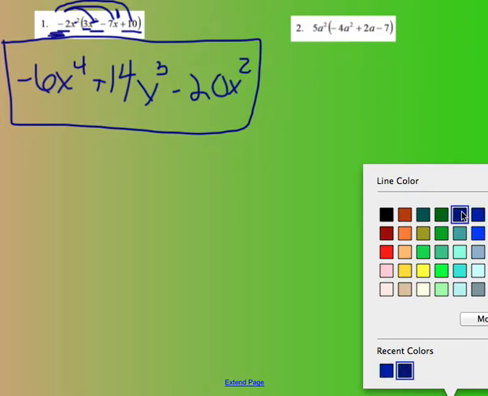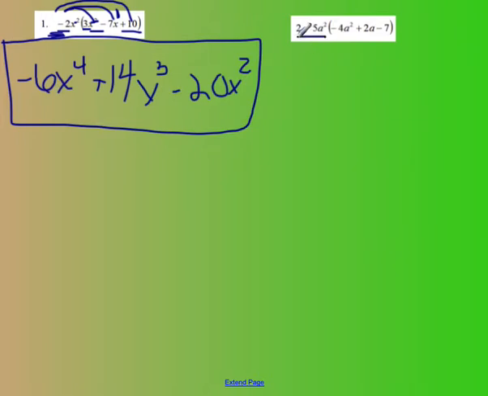All right, next, let's take a look at this one: 5a squared times a negative 4a squared. I'm going to multiply out my coefficients. 5 times negative 4 is negative 20. Then a squared times a squared, we add those exponents, and that gives us a to the 4th.